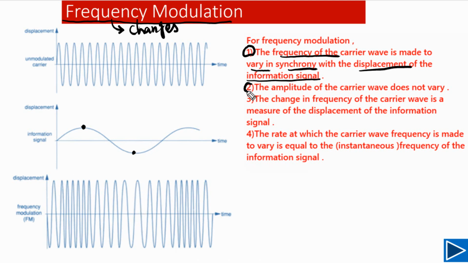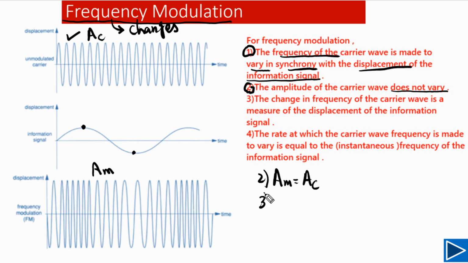The second point is simply telling us the amplitude of the carrier wave does not change. So in frequency modulation, the frequency of the carrier wave changes, but the amplitude does not change. So we can say that in this case the amplitude of the modulated wave is the same as the amplitude of the carrier wave. You can see here, this is our carrier wave, it has amplitude AC, and our frequency modulated wave has amplitude AM, and these two are equal.